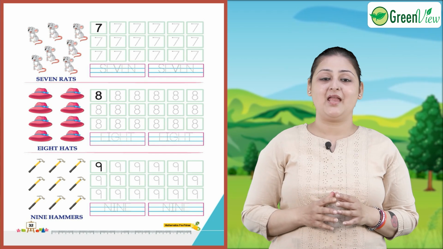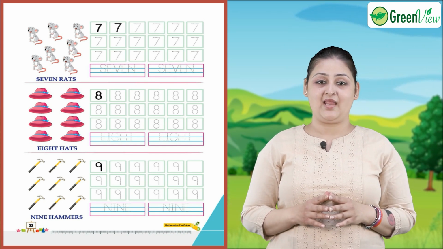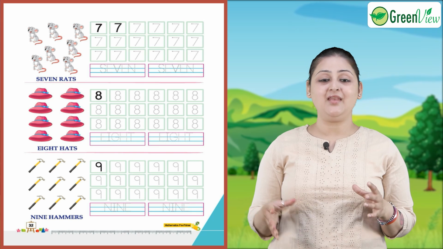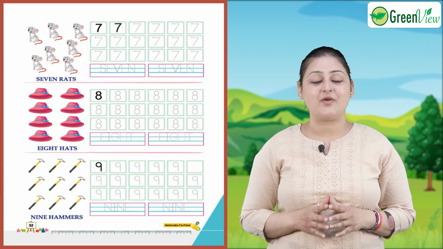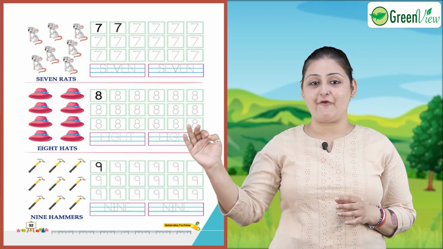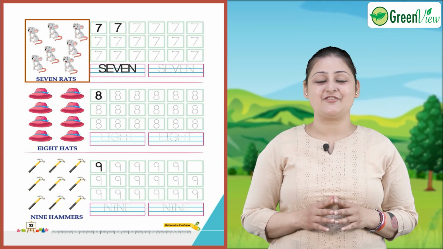7. Now trace the tracing dots to practice 7. And what is the number name for 7? S-E-V-E-N 7. Now trace the tracing dots to practice 7. How many rats are there? There are 7 rats. Very good.